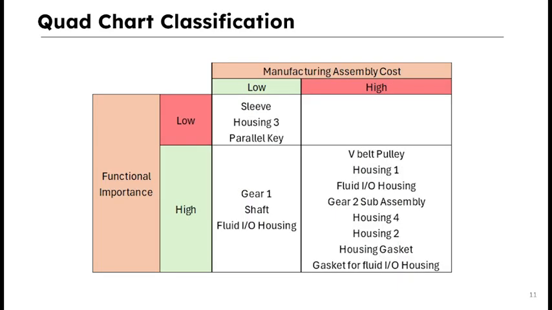In this slide, we are showing you the quad chart containing the classification of parts based on their functionalities and their cost. From this, it is obvious that the parts having a higher assembly cost and a good functional importance would require a redesign so that the cost is reduced while they can perform the same function.